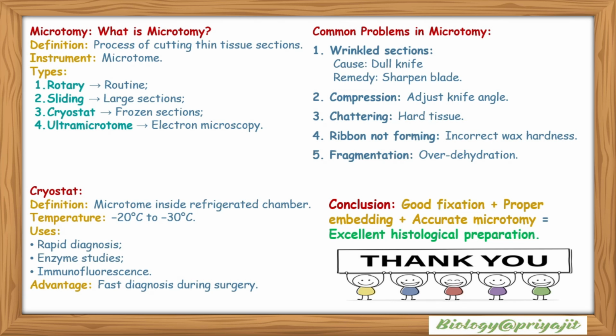Common problems in microtomy: wrinkled sections are due to a dull knife. Remedy is a sharp blade. Compression: adjust the knife angle. Chattering occurs with hard tissue. Ribbon not forming: incorrect wax hardness. And fragmentation: overheating, dehydration. Cryostat is a microtome inside a refrigerated chamber, and it needs a temperature between -20°C to -30°C. It is used for rapid diagnosis, enzyme studies, immunofluorescence. Advantage is fast diagnosis during surgery.